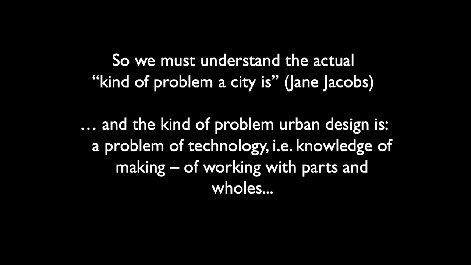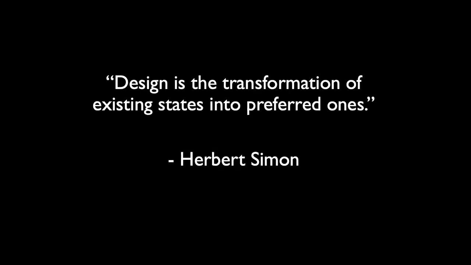So we do need to understand, going back to Jacobs, the kind of problem a city is, the kind of problem urban design is, ultimately a problem of technology, because technology at its heart is nothing other than the knowledge of making, of working with parts and wholes and assembling the parts or differentiating the parts or manipulating the wholes to transform them into other wholes, as Christopher Alexander described. And Herbert Simon put it that way: everyone designs who seeks to change existing conditions to preferred ones, or you might say, modifying that a little bit, design is the transformation of existing states into preferred ones.